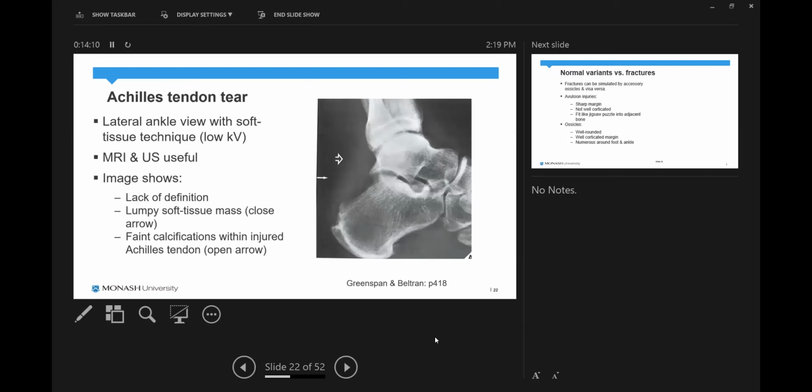So on the lateral view, if you want to look at the Achilles tendon on plain X-ray, then a low kV is very useful. And on this image, for example, you can see that there is a lumpy soft tissue mass, which is close to the arrow, and there's also some faint calcification within the injured Achilles tendon. However, it's our other modalities such as MRI and ultrasound which are much more useful to identify Achilles tendon tear.